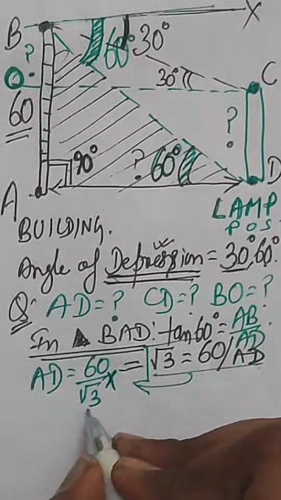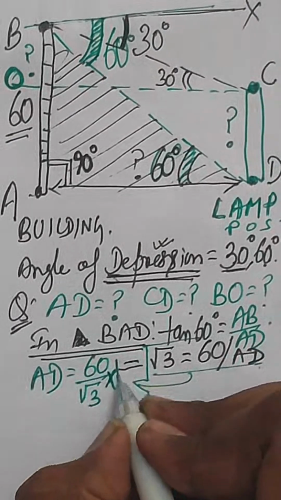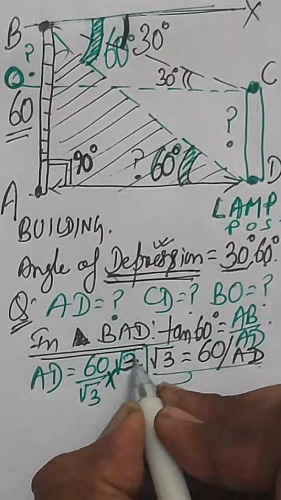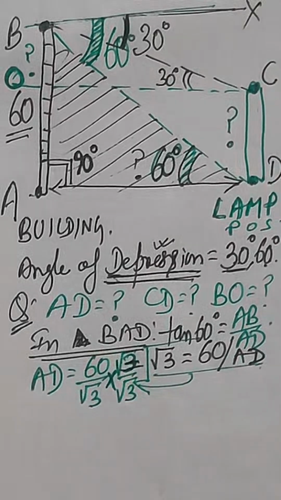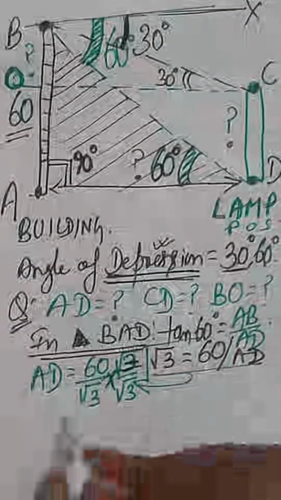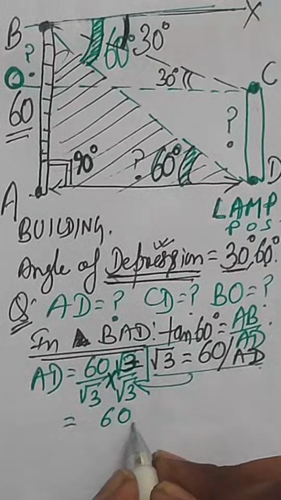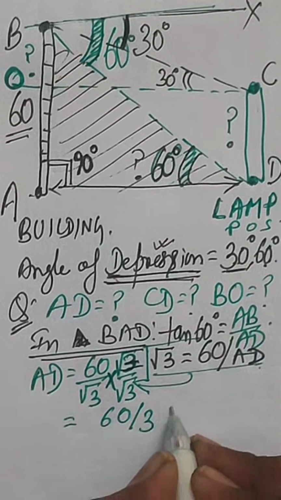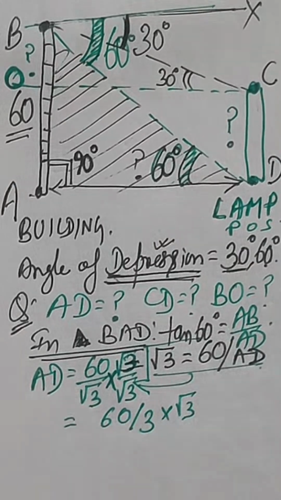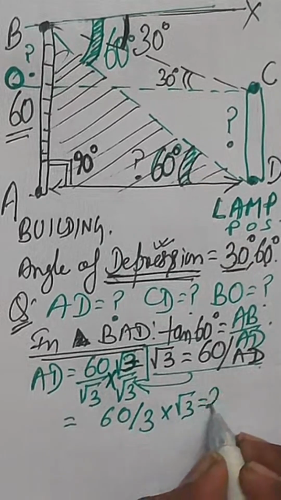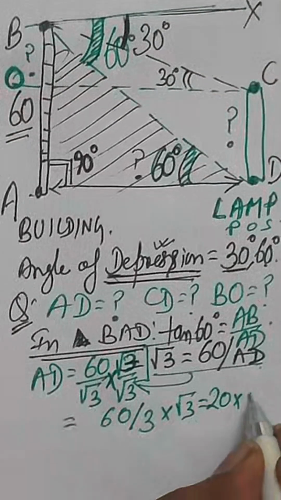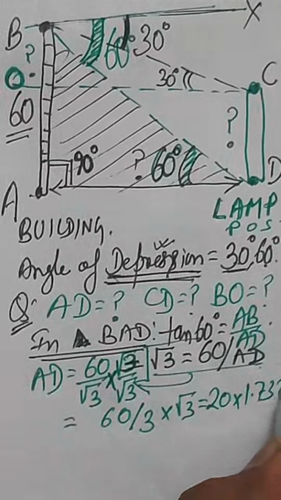We cannot put root in the denominator, so just rationalize it. Multiply root 3 in the numerator and denominator. So this will give you 60 by 3 into root 3. 60 by 3 is 20. So it will be 20 multiplied by root 3, which is 1.732.